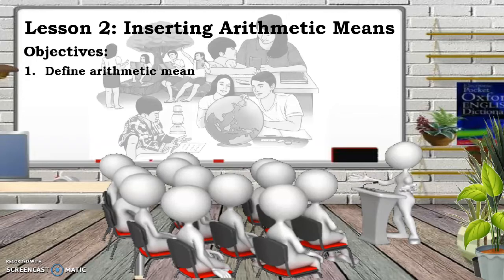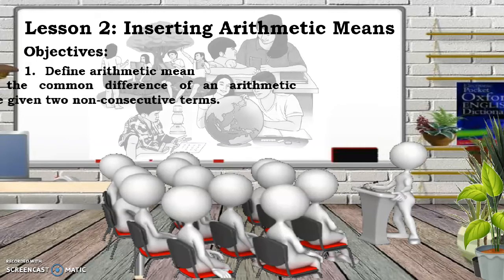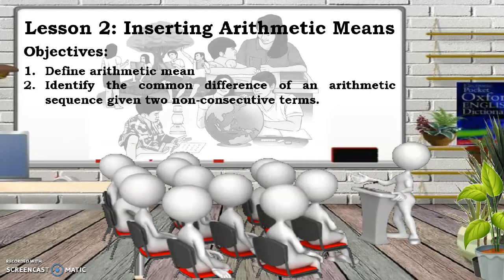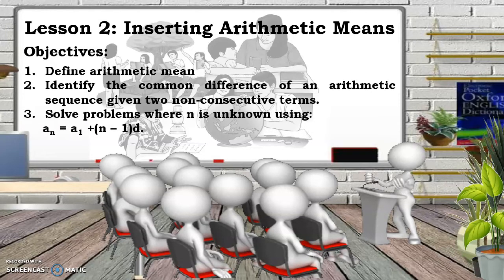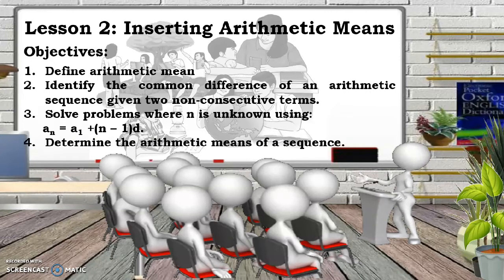The following are objectives for today's lesson. Number 1, define arithmetic mean. Number 2, identify the common difference of an arithmetic sequence given two non-consecutive terms. Number 3, solve problems where n is unknown using a sub n is equal to a sub 1 plus the quantity of n minus 1 times d. And number 4, determine the arithmetic means of a sequence.